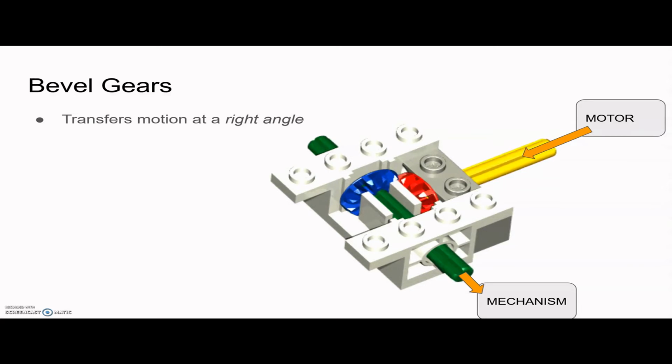Bevel gears are much like spur gears, but their teeth are a slightly different shape. This allows you to mount them so that they transfer motion at a right angle.